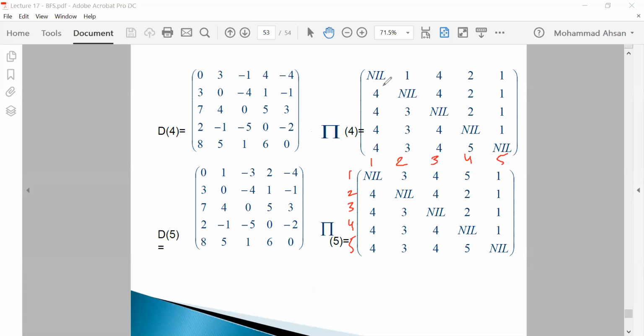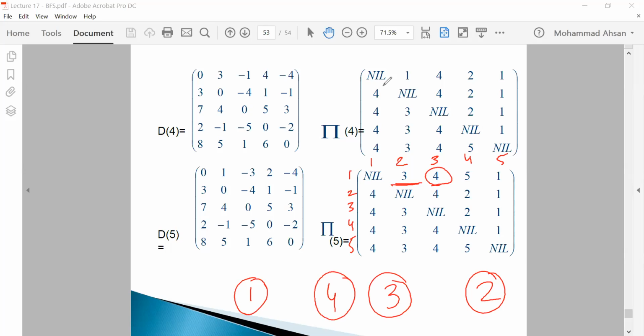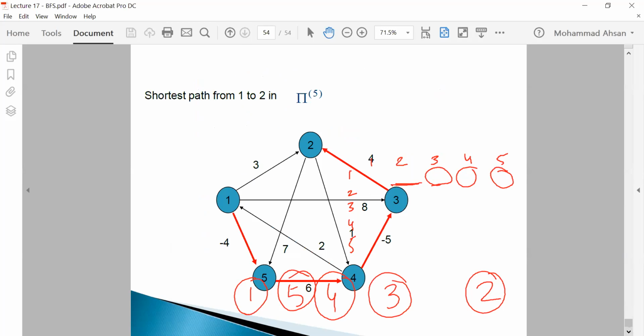So how do you go from 1 to 2? This tells you 3 is an intermediate vertex. How do you go from 1 to 3? It tells you 4 is an intermediate vertex. And how do you go from 1 to 4? It tells you 5 comes in between. And how do you go from 1 to 5? The parent of 5 is 1. That means 1, 5, 4, 3, 2 is the path. If you look at this graph, that is the path.